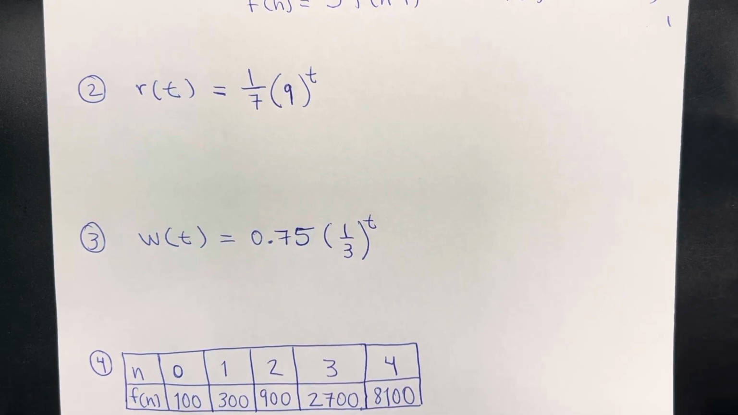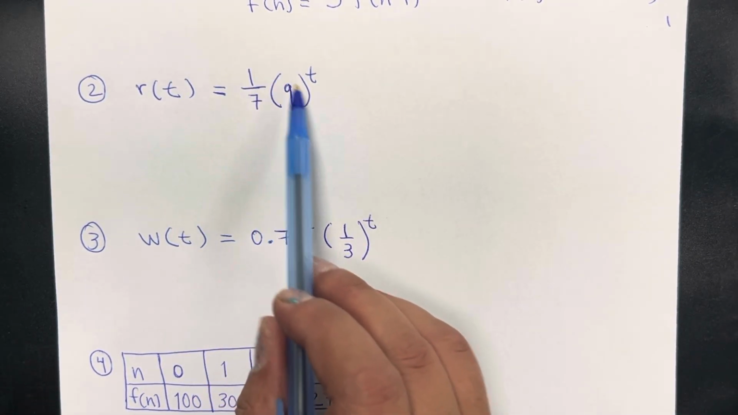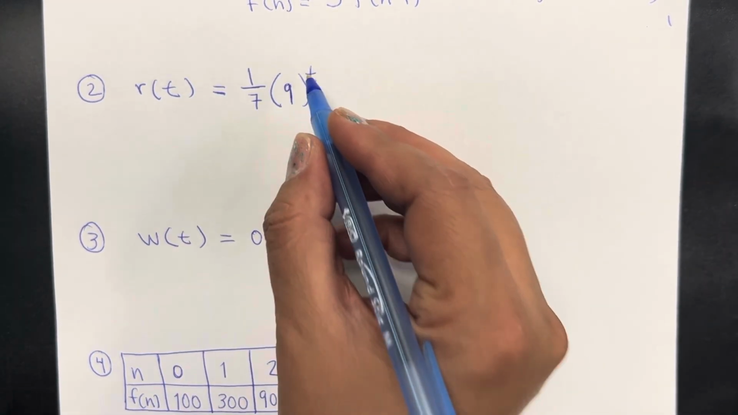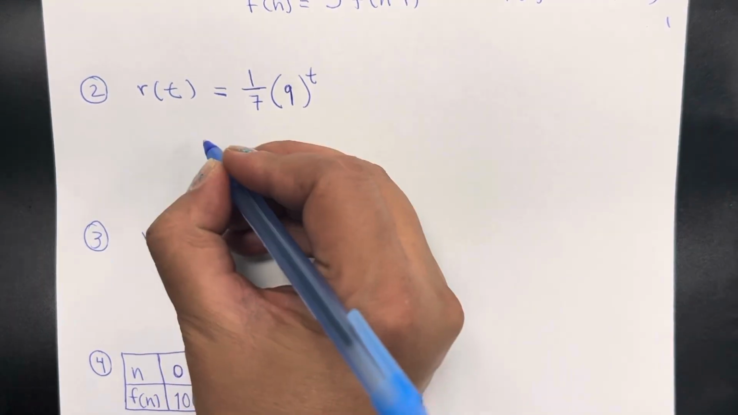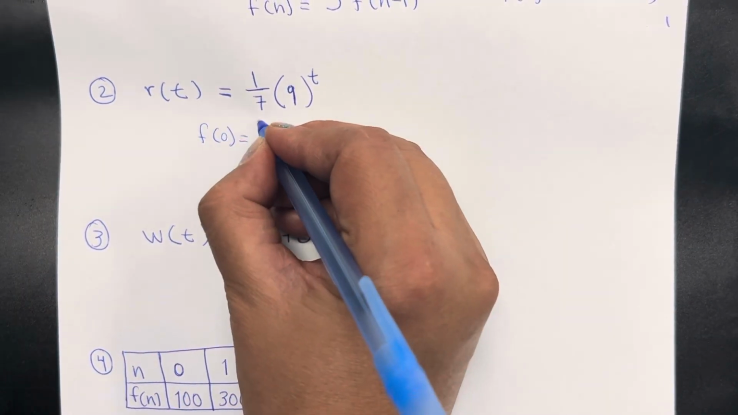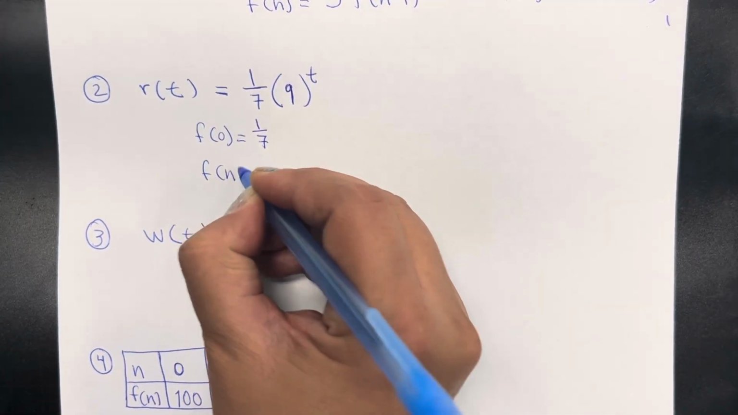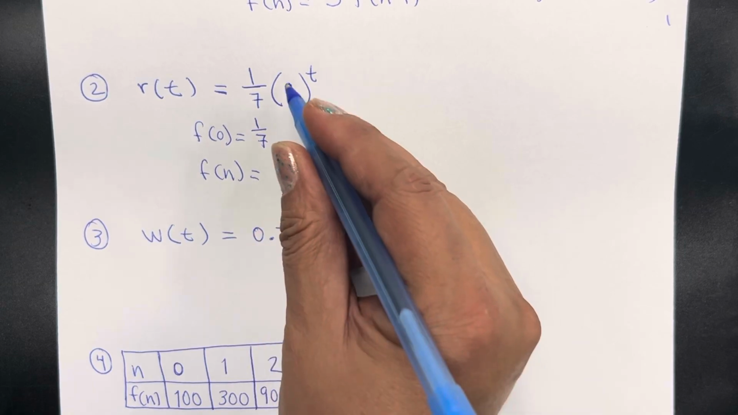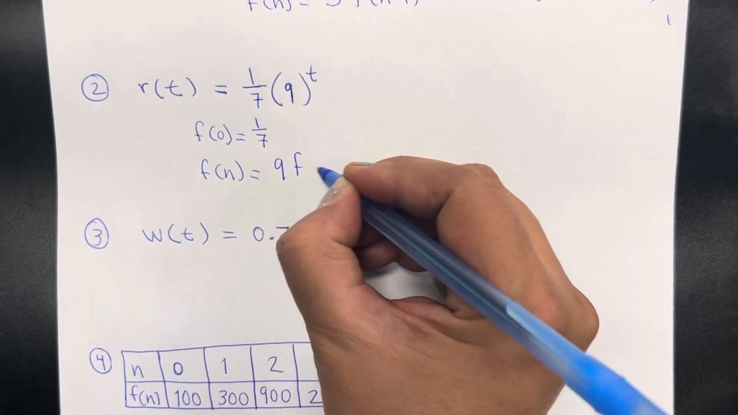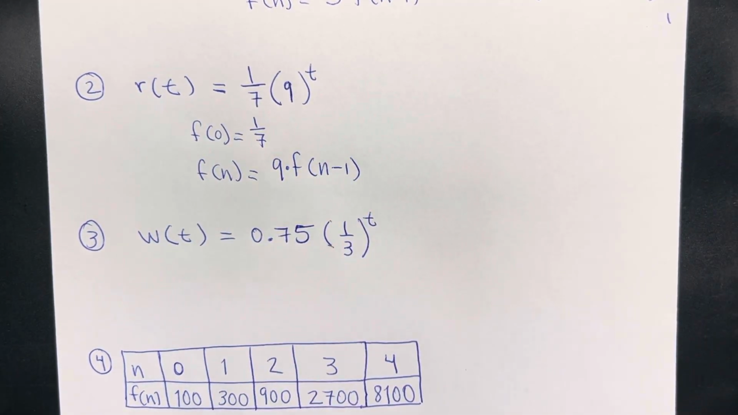And for number 2, it means that you start with 1/7 of something. It multiplies by 9 every single time, or every month, every year. We don't know what that represents. So it's going to be f of 0 equals, the initial point is 1/7. F of n equals your base, which is 9, times f of n minus 1. You can put a times in here or just leave it without it.